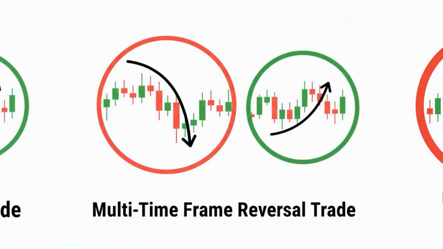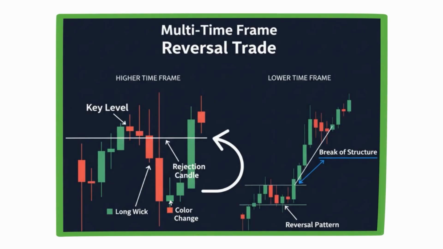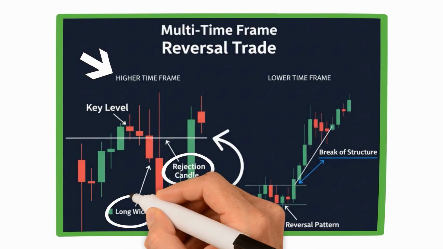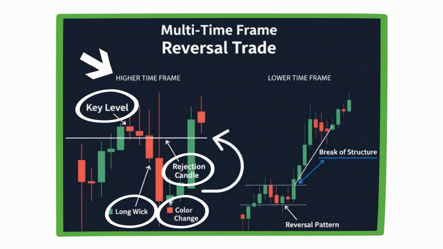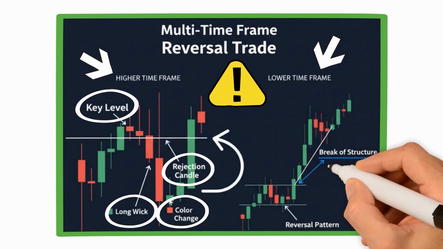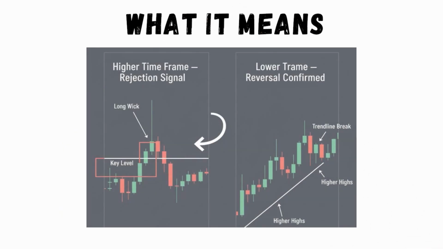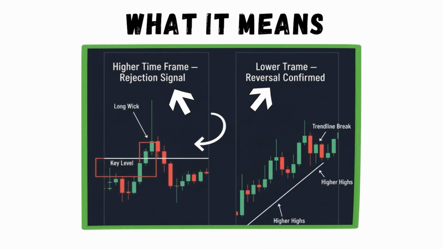Multi-time frame reversal trade. This setup uses two time frames to confirm a reversal. First, on the higher time frame, you spot a rejection candle, maybe a long wick, a cluster of wicks, or a candle color change at a key level. But instead of entering immediately, you drop to a lower time frame and wait for a local trend shift, like a break of structure or reversal pattern. What it means: the higher time frame is showing rejection, and the lower time frame confirms the actual reversal.